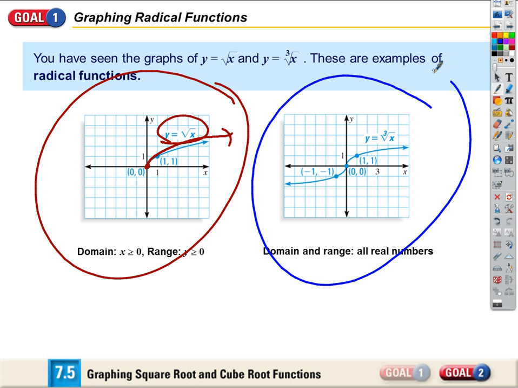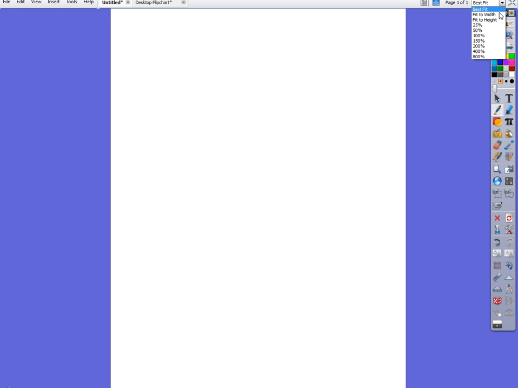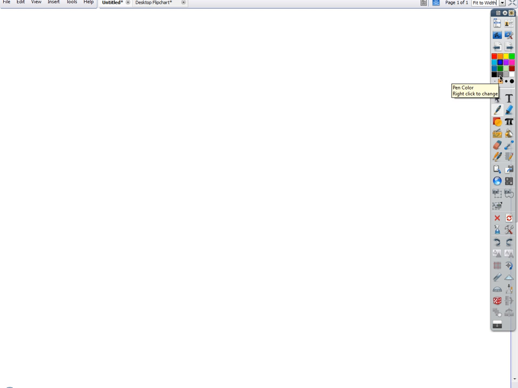This is a cube root function. It looks very similar, only notice, instead of just going up to the right on one side, it then goes down to the left on the other side, and it's got symmetry. Let me draw these a little bigger, and we'll discuss them in a little more detail. So let's start with a square root function.